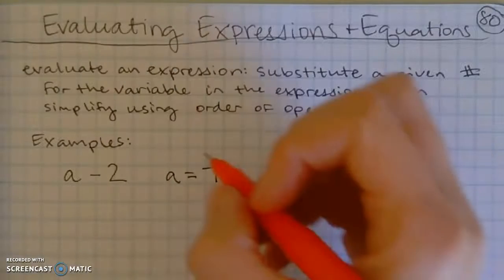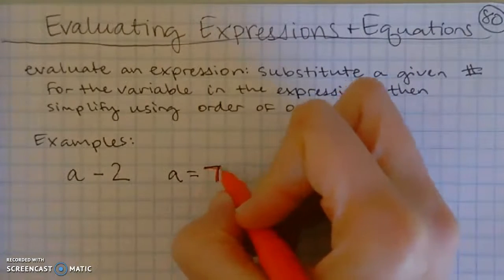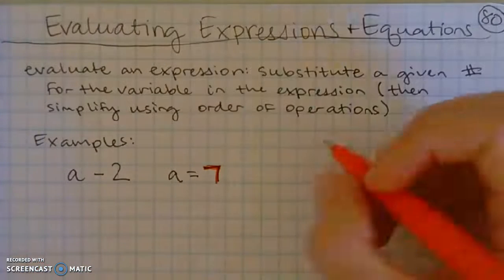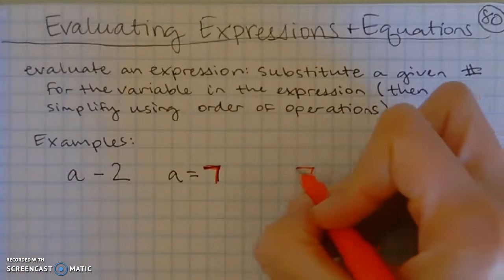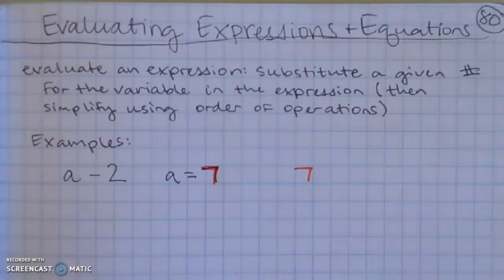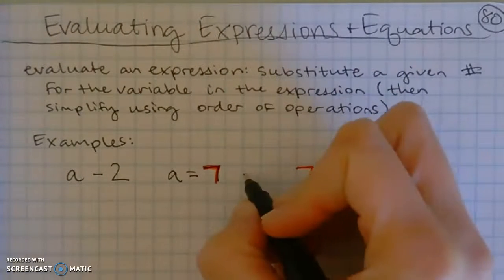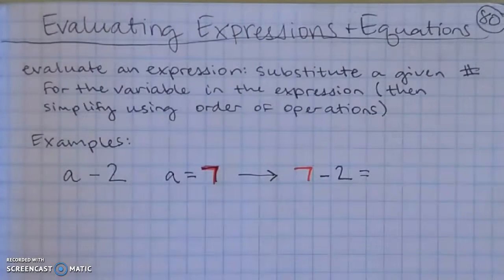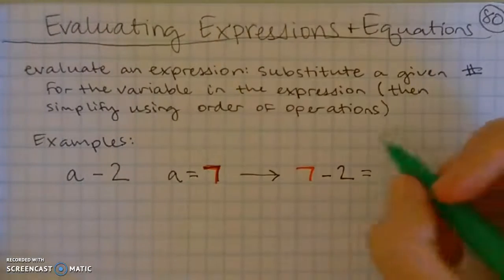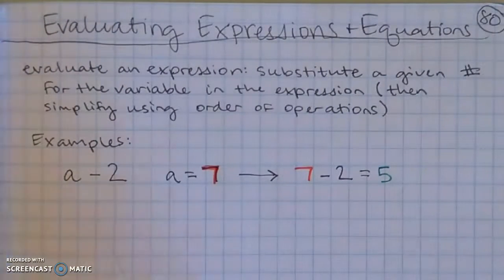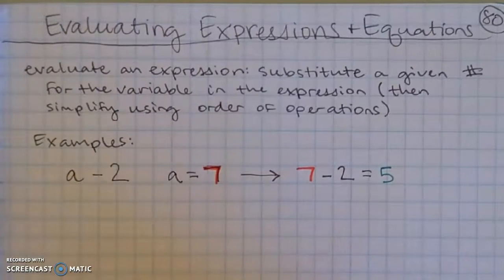Should have gone over this with a different color. So let's say that I had a equals 7. So now I'm going to plug 7 in where that a is. So it's going to turn into this problem. 7 minus 2. And that's going to equal, and I think you guys know what 7 minus 2 is, 5. Okay, let's try a different one. So that's what a subtraction problem would look like.